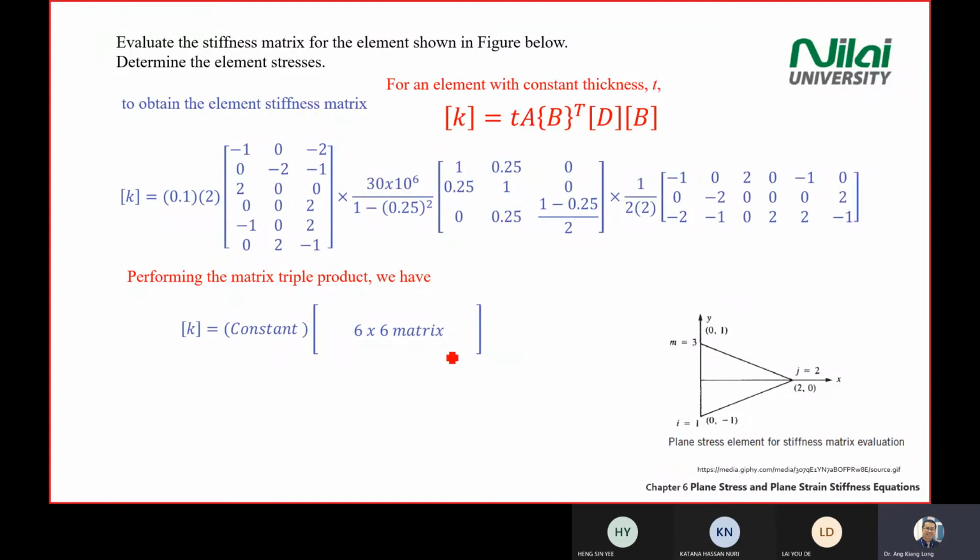So you get the K matrix, 6 times 6 matrix. Then again, practice using the online tools. So you get a 6 times 6 matrix.